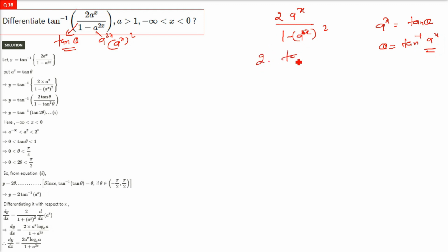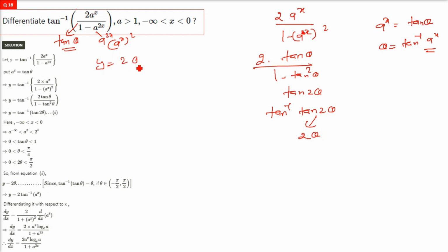So you replace x by tan theta. So 2 tan theta divided by 1 minus tan square theta. And we have just seen in the previous two questions, it is tan 2 theta. So tan inverse tan 2 theta, tan inverse cancels, 2 theta will be there. y equals 2 theta, and you have to differentiate this.